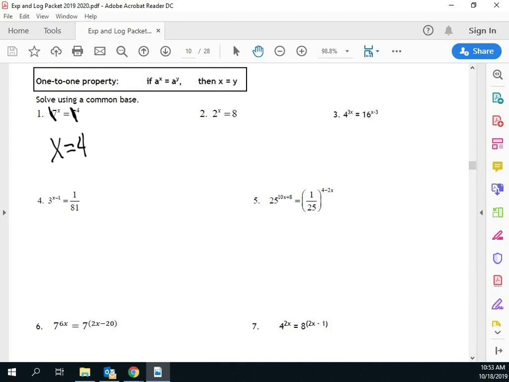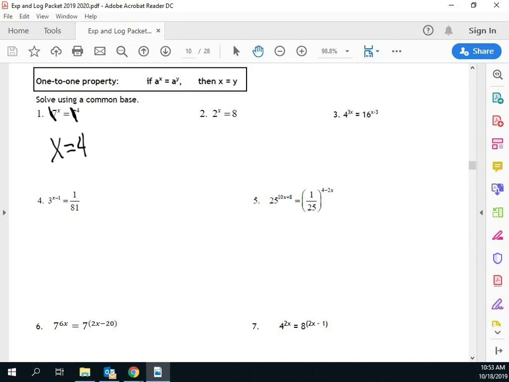Which, think about it, guys. How many times do I have to multiply 7 times itself to equal 7 to the 4th power? 4. That should make sense, right? That equation is set up real simple to say, hey, 7 to what power gives me 7 to the 4th? That's 4. All right, so let's look at the next one.